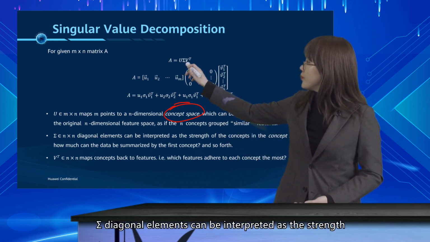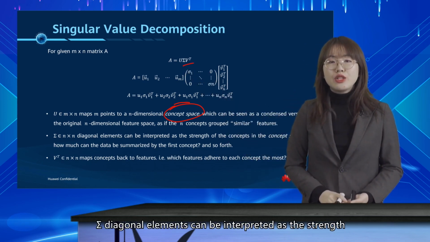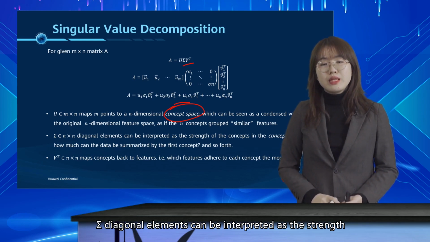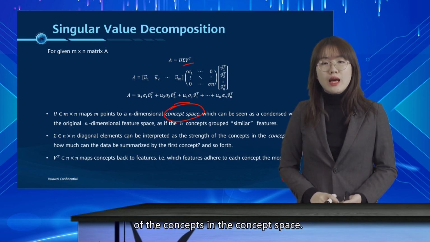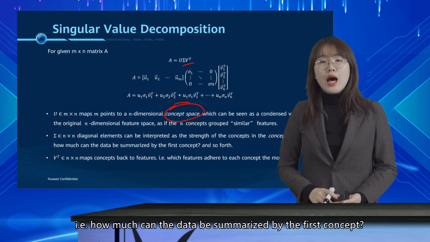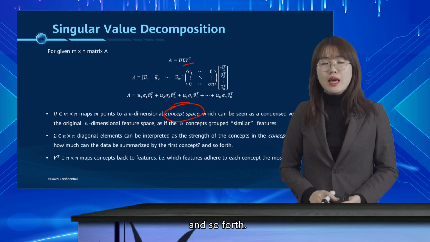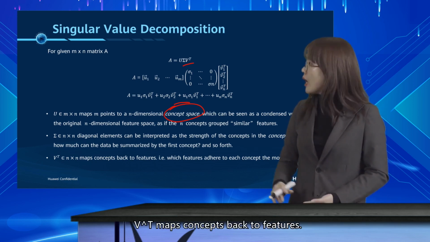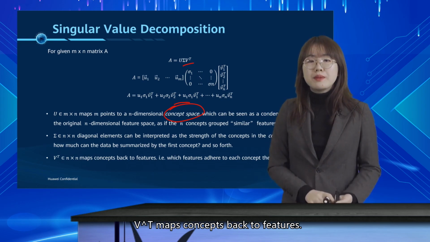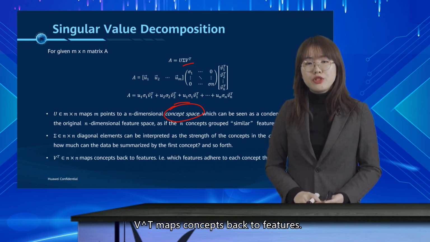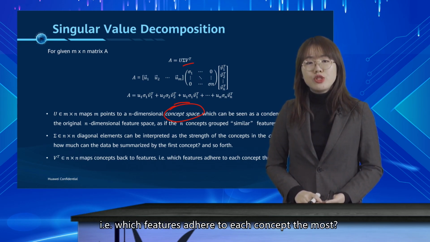Sigma diagonal elements can be interpreted as the strengths of the concepts in the concept space, like how much the data can be summarized by the first concept and so forth. V transpose maps concepts back to the features, like which features adhere to each concept the most.